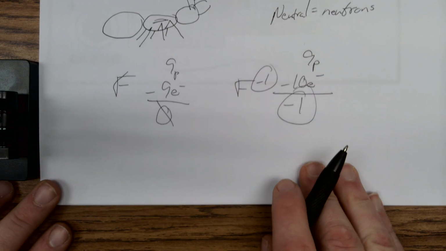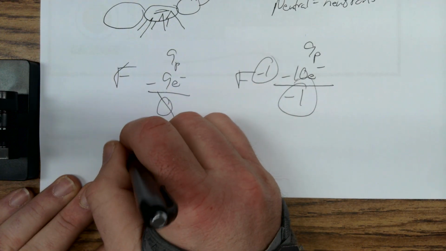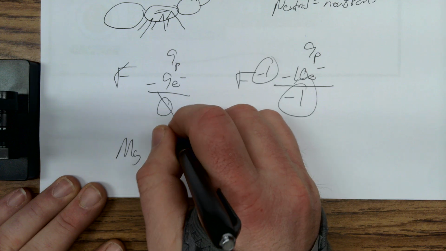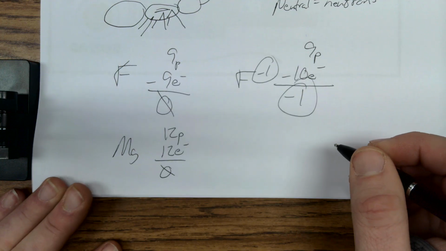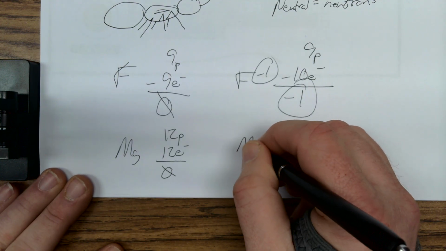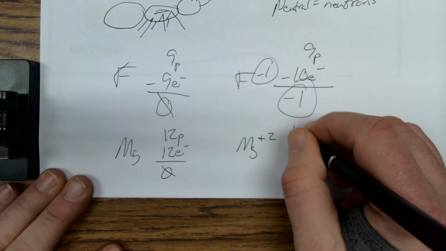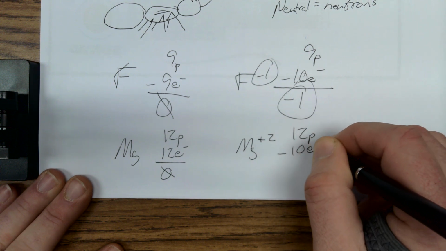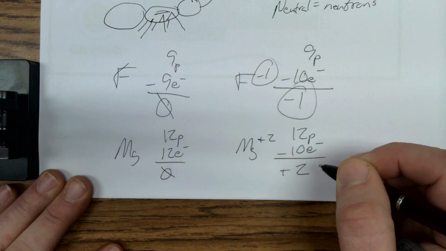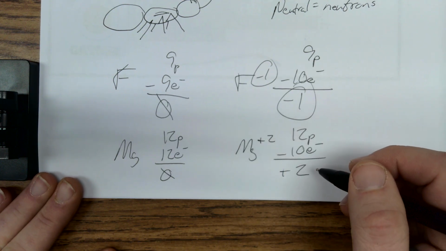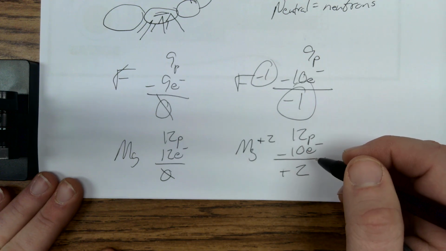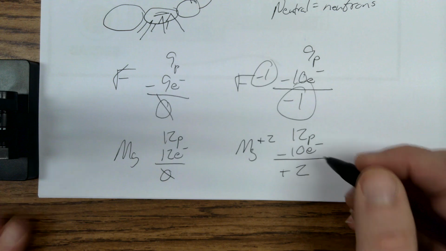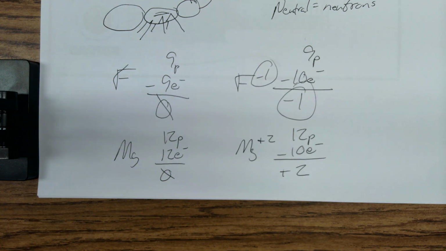If I go back and take a look at my cations, my magnesium has 12 protons. In neutral state, I have 12 electrons, giving me that zero charge. But I know magnesium wants to lose electrons. 12 protons minus 10 electrons equals plus 2. I get the same number. It's another way to get to the same place. So I can compare how many protons to electrons I have.